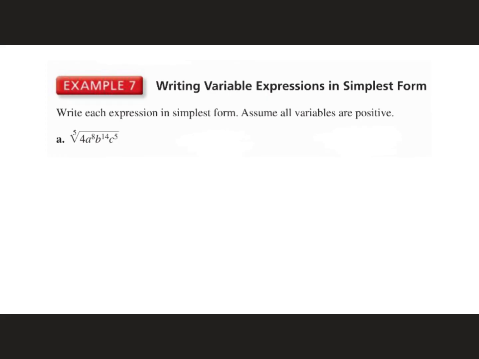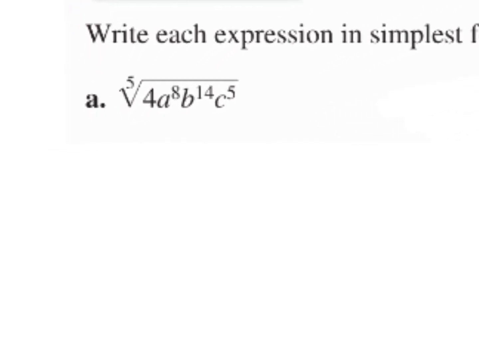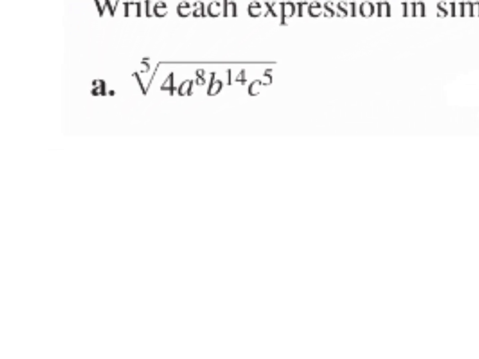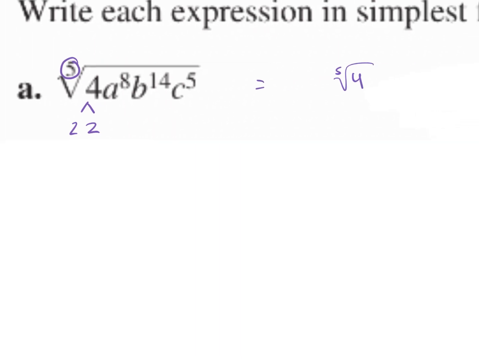All right, so let's look at the next page, A. We're doing the same thing, we just have more variables here. So if it helps, write out everything that you have. So what are 2 factors of 4? 2 and 2. I'm circling groups of how many here? Groups of 5. Do I have a group of 5 2's? No. So I know that I'm going to have a 4 that stays on the inside. So the 5th root of 4 is going to be my answer because I can't take that 4 out.